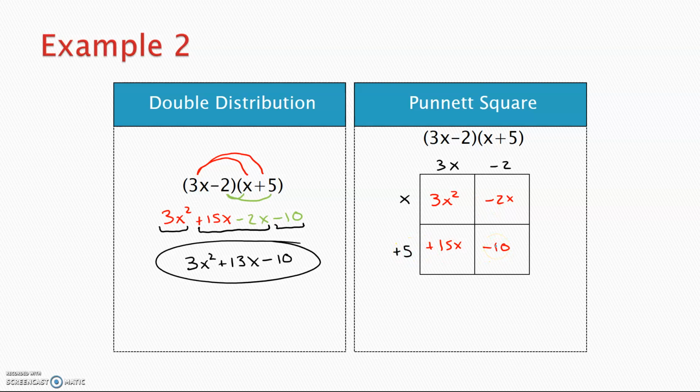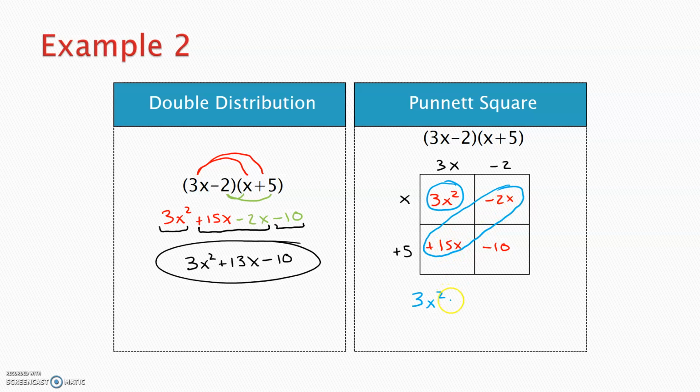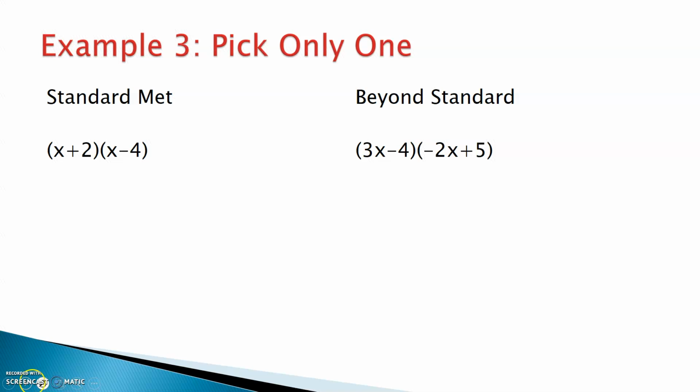Now again, I want to write this in standard form, so let's start off with 3x to the second power. Next I move on to things that have x's, right? I went from x squared to just x's. I can actually combine those. What are 15x's minus 2x's? That gives you positive 13x. And then lastly, your constant, negative 10. And that is it. We get the same answer regardless.